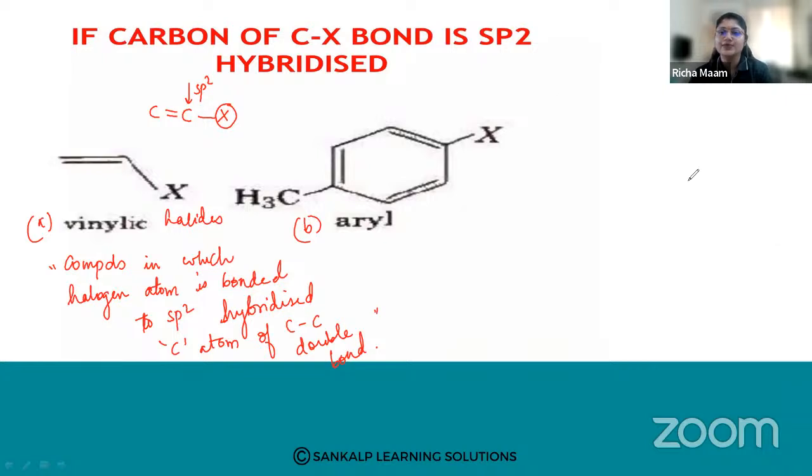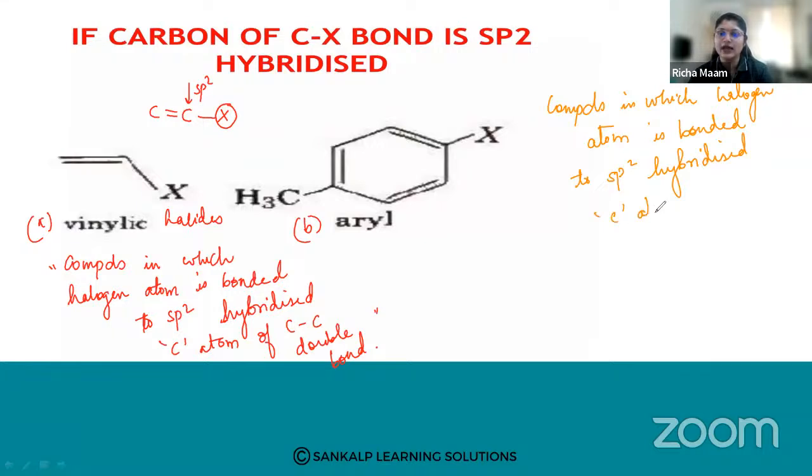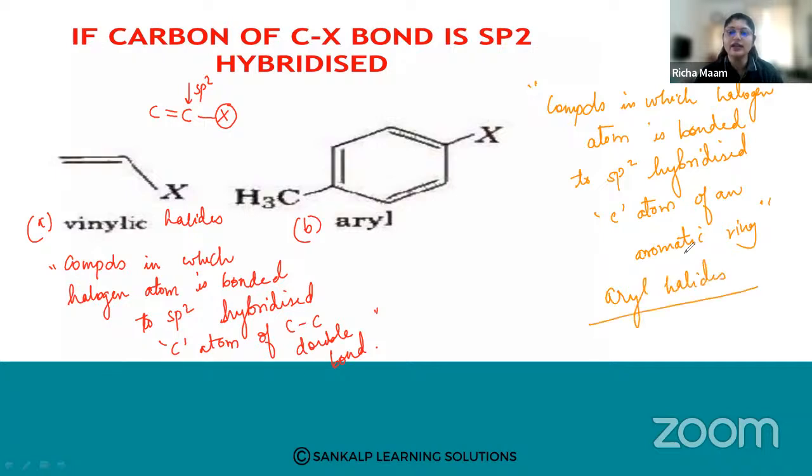Aryl halides are compounds in which the halogen atom is bonded to an sp2 hybridized carbon atom of an aromatic ring. This is called aryl halides. These are the definitions of aryl halides. We'll see the examples.